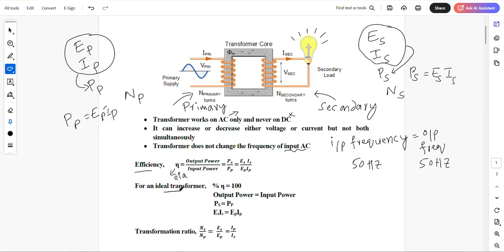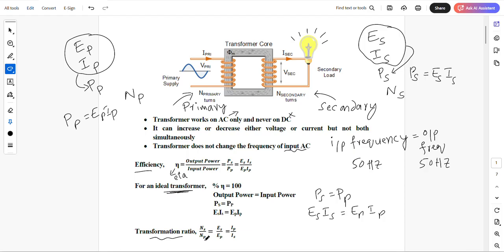For an ideal transformer, if we assume the transformer is ideal, efficiency is 100. Percentage efficiency is equal to 100. Here output power is equal to input power. PS is equal to PP if the transformer is ideal. And similarly, ES IS is equal to EP IP. Right. Now we will see what is meant by transformation ratio.